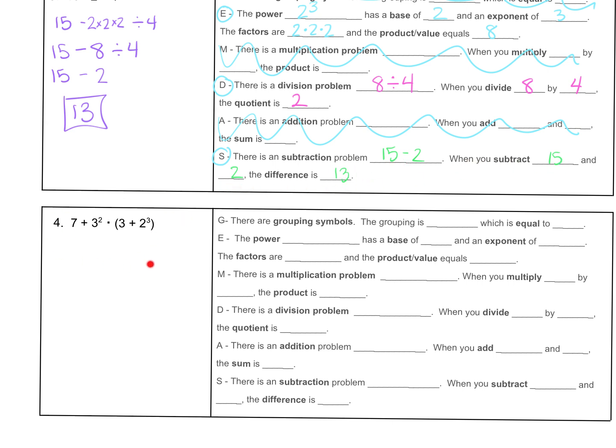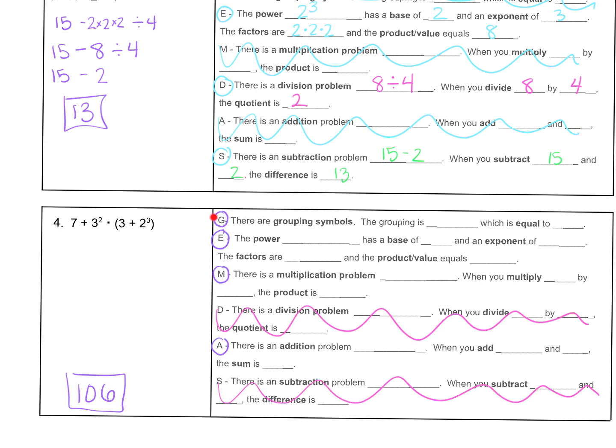Now go ahead and do number 4. Tell me what you got for the answer for number 4. You should have gotten 106. Which GEMDAS letters did you circle? You should have circled G, E, M, and A. I'm going to ask about your grouping. You should have gotten 3 plus 2 to the 3rd as your grouping, and that was equal to 11.